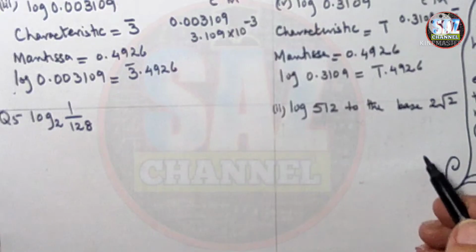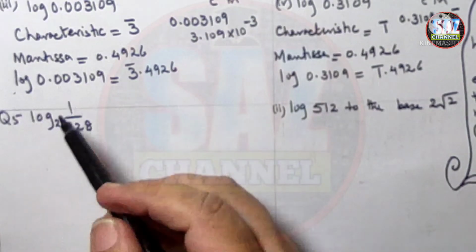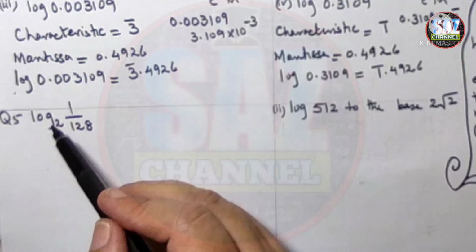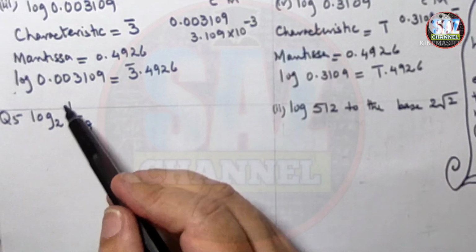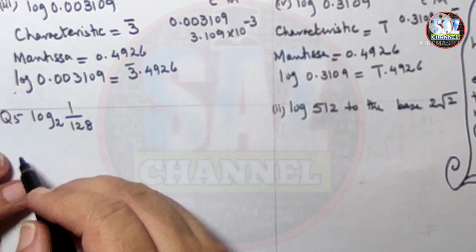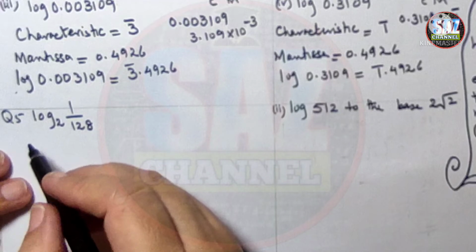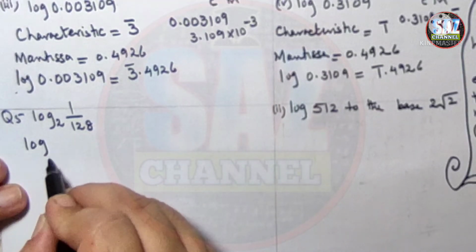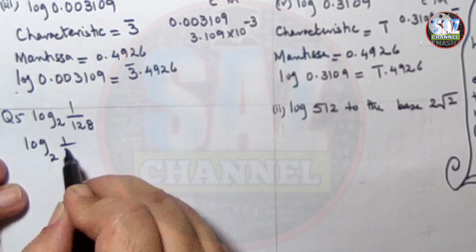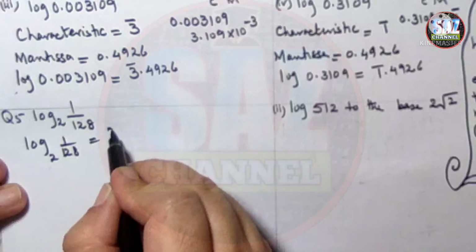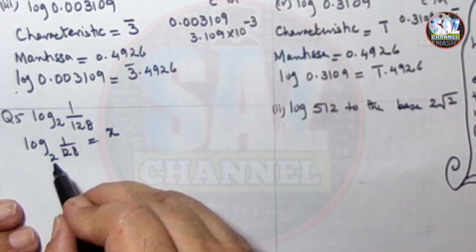Question 5 says to evaluate log 1/128 to the base 2. For that purpose, we suppose that log to the base 2 of 1/128 equals x, and this is the logarithmic form given to us.